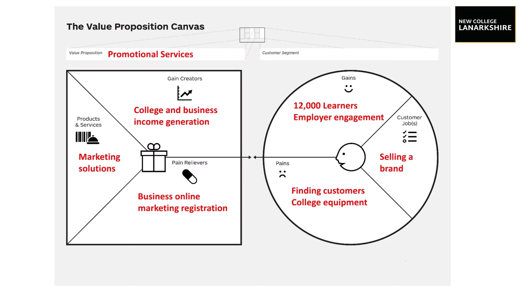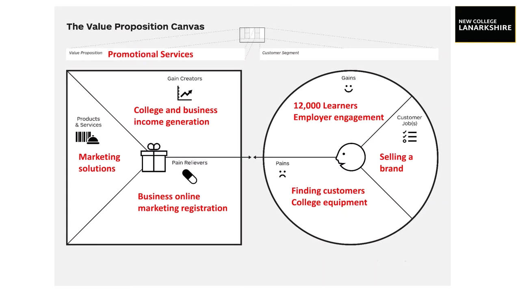You've then got pain relievers. How are you going to do this? How are you going to support this activity? Well, a suggestion would be you would possibly create an online marketing database through a call to action. And from that, you would then enable businesses to register their call to action, which we could then register on our plasma screens or our LED screens to support our students and support the companies out there.